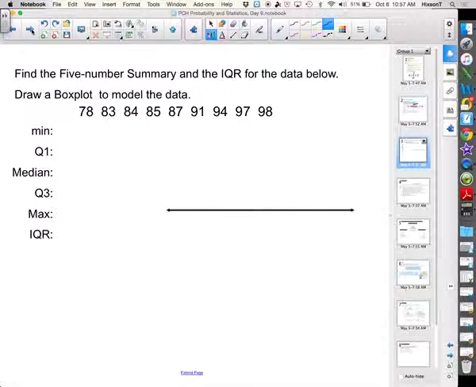Okay? So let's start with a small set of data. We have 9 pieces of data. And in order to find the 5-number summary and IQR, and then draw a box plot, okay, let's start with the easy stuff, okay? What are the easiest ones?